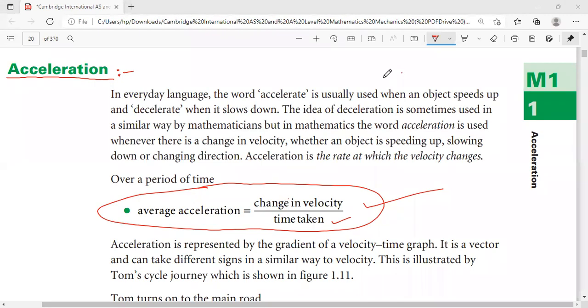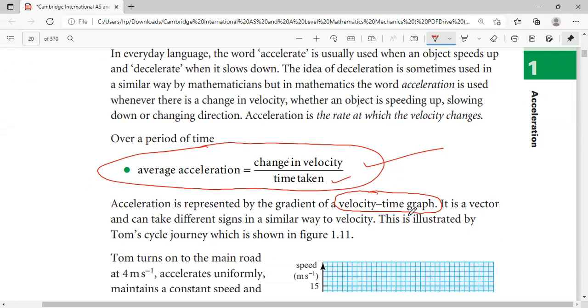Can you see the screen? Yes, sir. Okay, so I start with the same thing I was describing, that acceleration can be found with the help of a velocity time graph. Remember, speed can be calculated with the help of a distance time graph or position time graph, and acceleration can be calculated with the help of a velocity time graph. And the same, with the help of the velocity time graph, you will find the gradient.